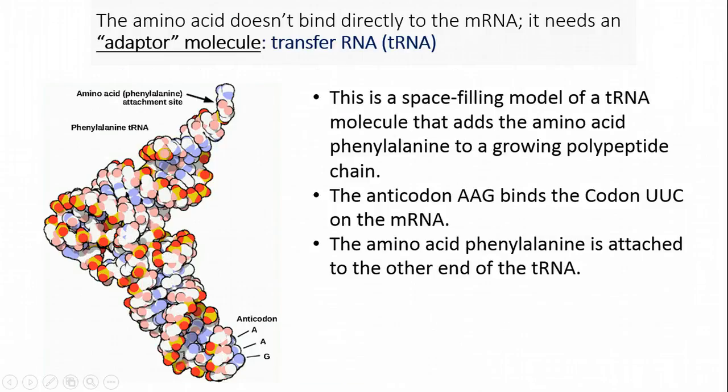The answer here is a molecule called tRNA, or transfer RNA. Transfer RNA has 2 regions. One region is called the anticodon.